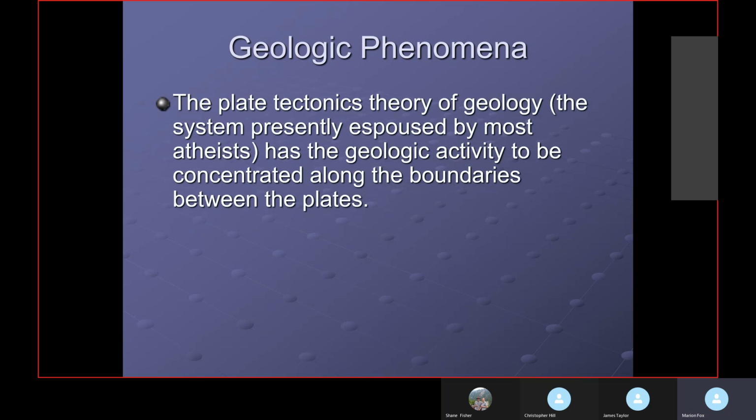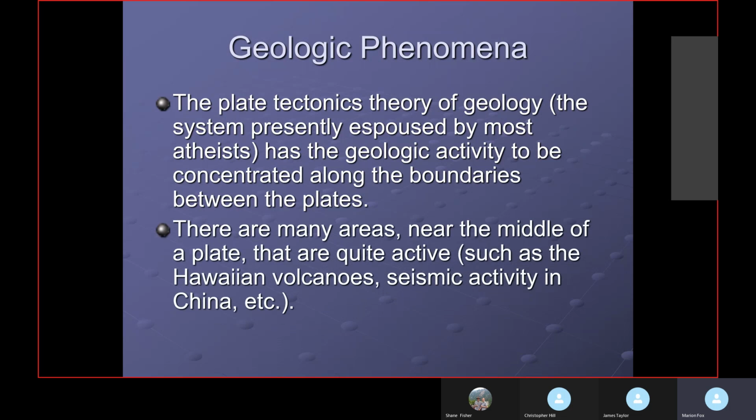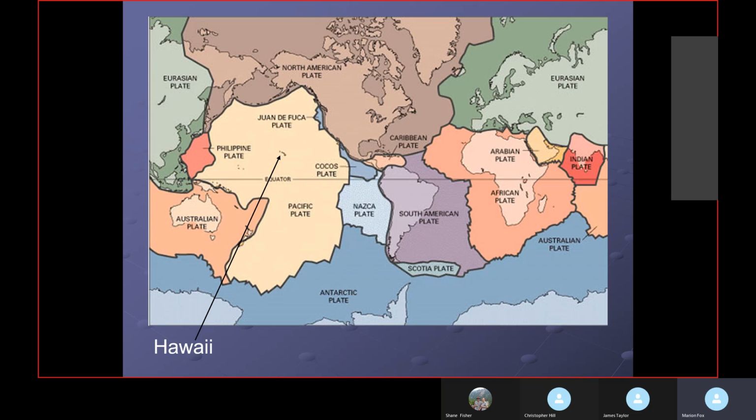The plate tectonics theory of geology, the system presently espoused by most atheists, has the geologic activity concentrated along the boundaries between the plates. But that's not always the case. There are many areas near the middle of a plate that are quite active, such as the Hawaiian volcanoes and the seismic activity we see in China as well.